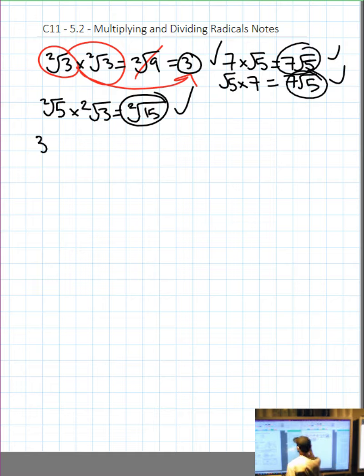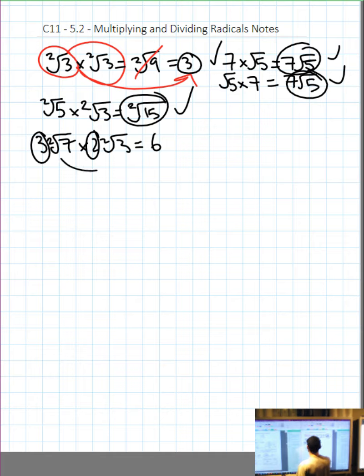Okay, let's take 3 square root 7 times 2 square root 3. Well, we're going to multiply the coefficients. 3 times 2 is 6. And 7 times 3 is root 21. Circle your answer, check your answer on the calculator, make sure it's the same decimal.